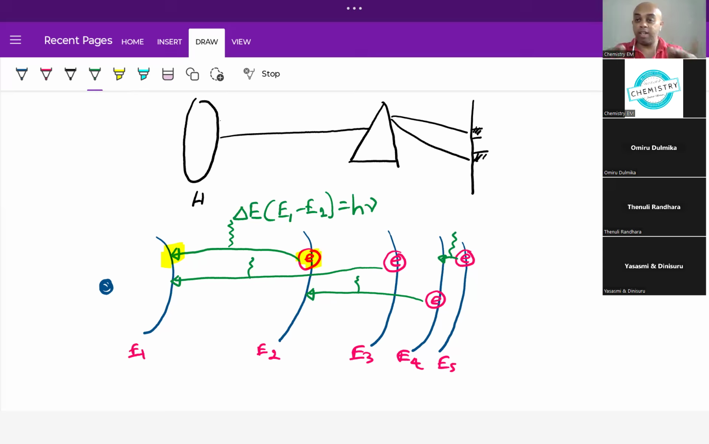So which means they are releasing energy, and that released energy is also equal to h nu, according to the quantum theory of Planck. If this nu is in the visible region, we can see it as light. If this nu is within the visible region, we can see it as visible light. We can see it if this frequency is in the visible region.